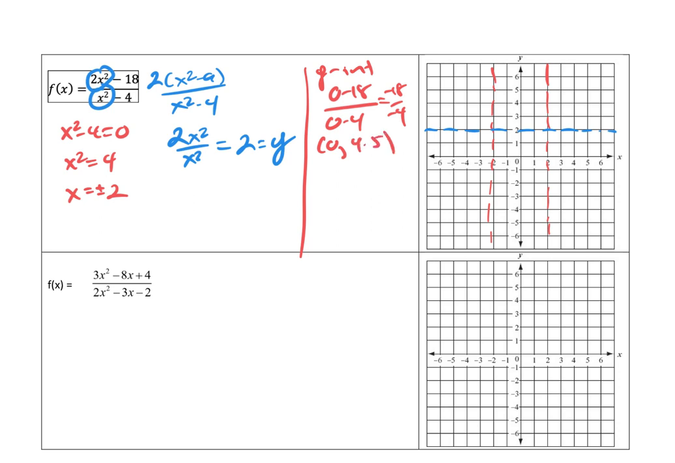For my x-intercept, we're going to go ahead and take our numerator and set it equal to 0. I'm going to add 18 to both sides, divide by 2, and then I'm going to take the square root, and we get two values. We have plus or minus 3. I'm going to go ahead and graph my points here. So we have, again, our positive 3 and our negative 3, and then we have a y-intercept, which is at 4.5.